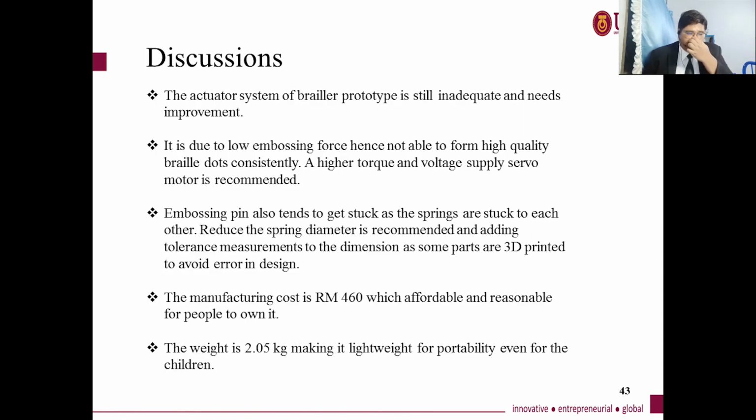Discussions. The Brailler prototype is still limited and needs some improvement due to the low embossing force and the design of the embossing pin that tends to get stuck. Nevertheless, the manufacturing cost is about 460 ringgit, which is affordable and reasonable for people to own, and the weight of the Brailler is 2.05 kg, making it lightweight and portable.